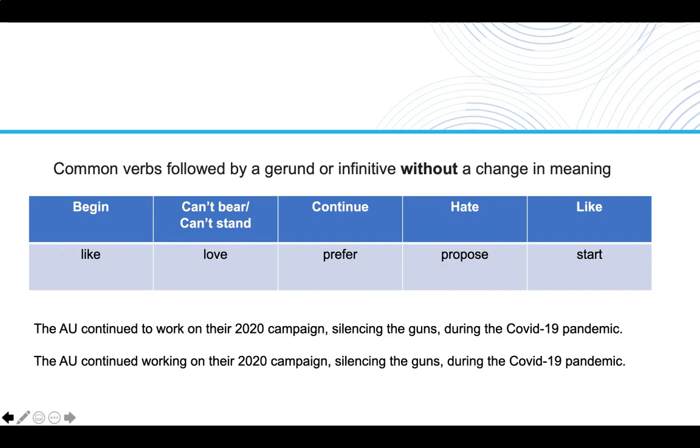This next chart is a list of verbs that can be followed by either gerunds or infinitives with little to no change in meaning. This means that you can use either a gerund or an infinitive in your sentence, and the reader will understand your sentence in only one way. For example, the sentence, the AU continued to work on their 2020 campaign, silencing the guns, during the COVID-19 pandemic, and the sentence, the AU continued working on their 2020 campaign, silencing the guns, during the COVID-19 pandemic, read the exact same way. It does not matter to the reader whether you use the gerund or the infinitive here.